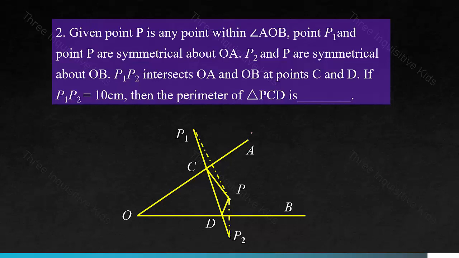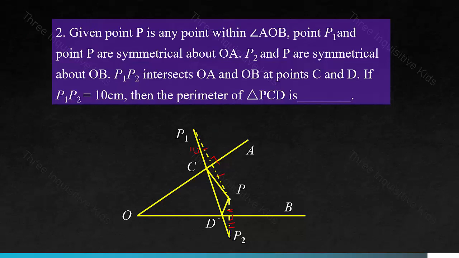Let's first highlight what we know. We know that point P1 and point P are symmetrical about OA. So just to clarify that, we can make sure that it's perpendicularly bisected. P2 and P are symmetrical about OB. So here we have OB, and they are perpendicularly bisected. P1P2 intersects OA and OB at points C and D. If P1P2 equals 10 centimeters, then the perimeter of PCD is blank.